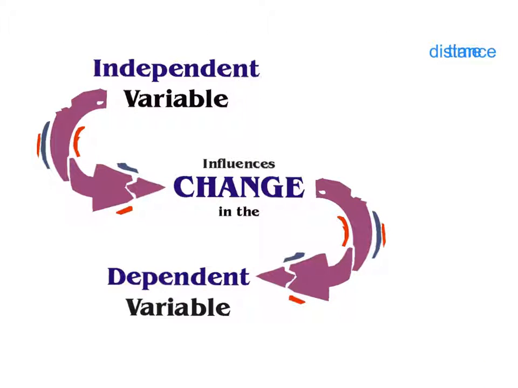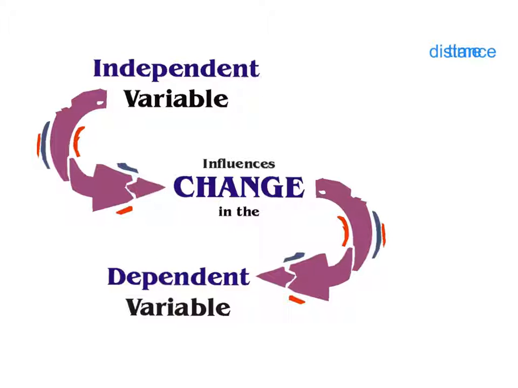You've probably talked about this in science class. I think if you've taken Science 10 already, independent and dependent variables. But we'll go over it again here. An independent variable influences change in the dependent variable. The independent variable is just kind of there. The dependent variable depends on it.